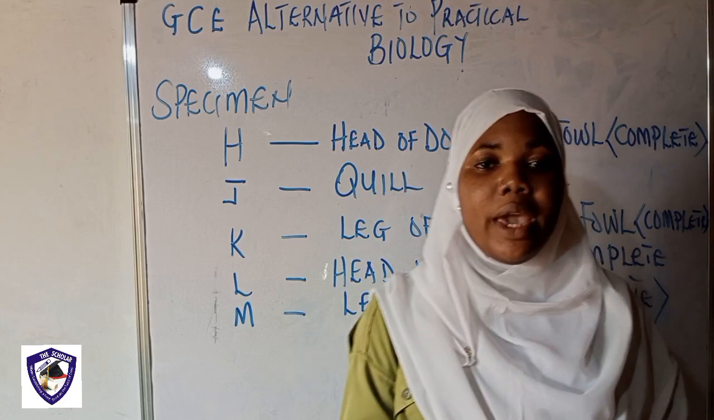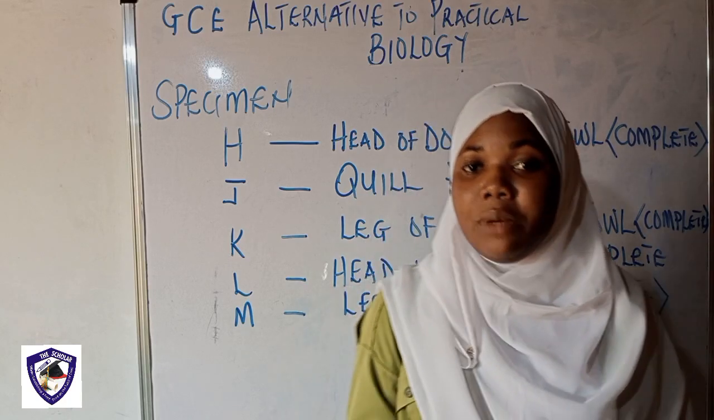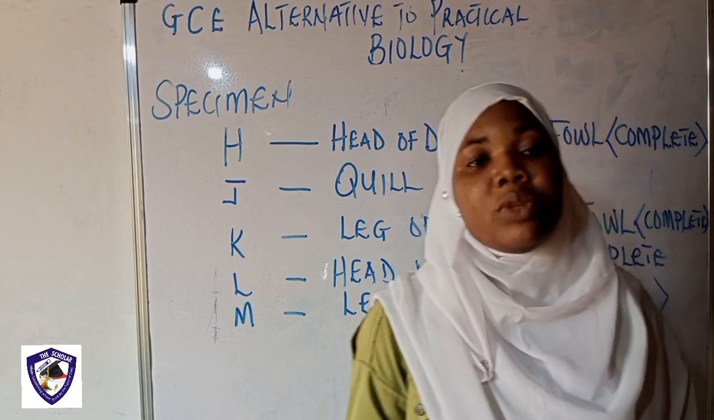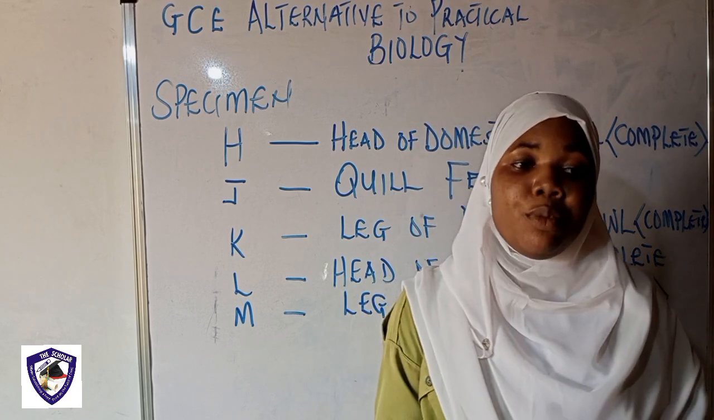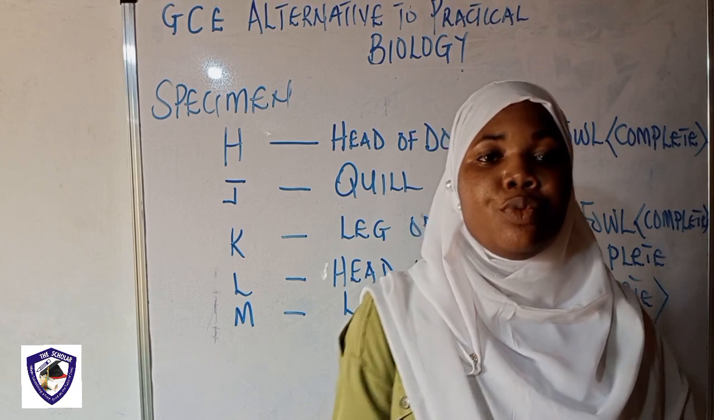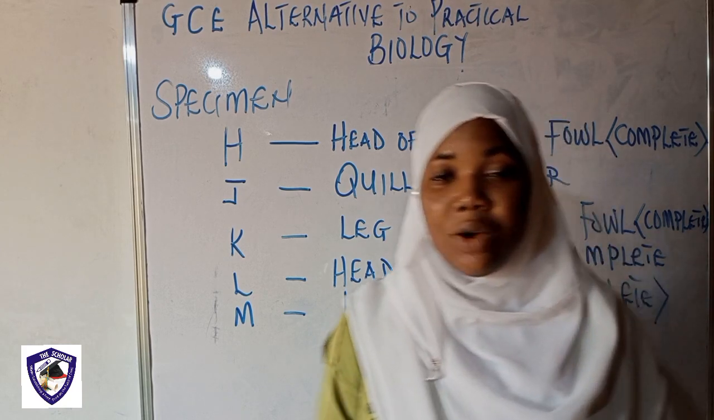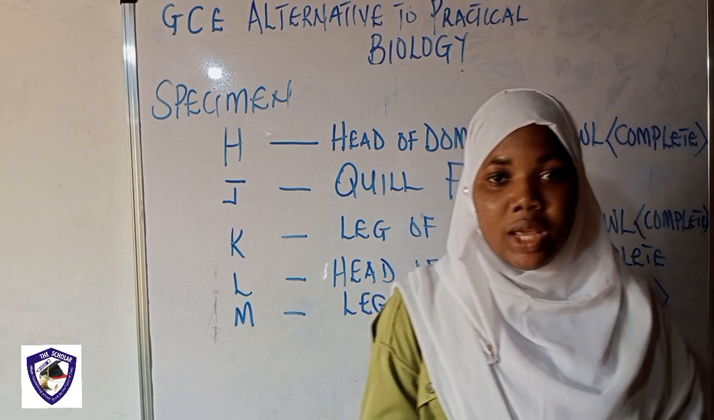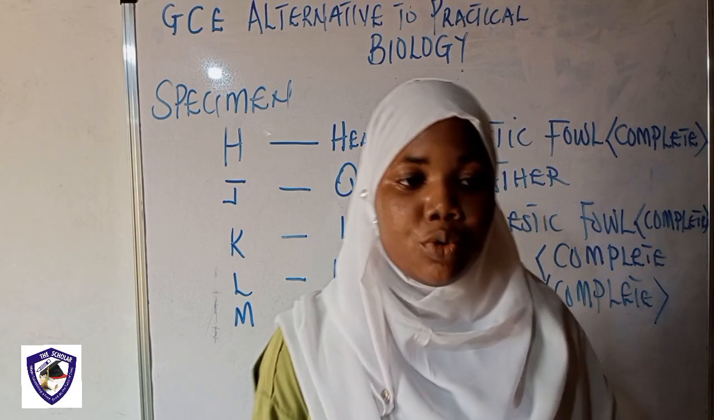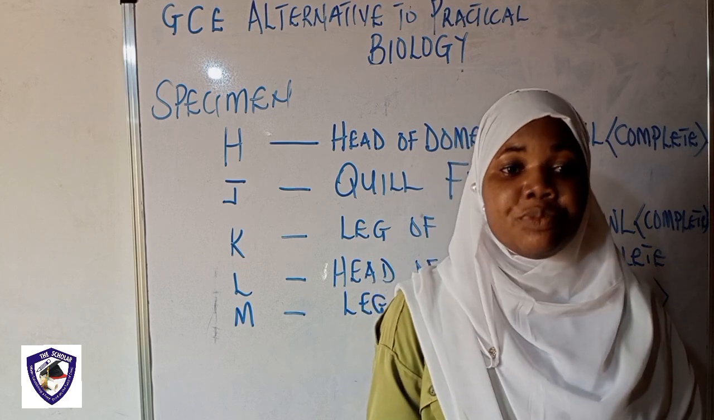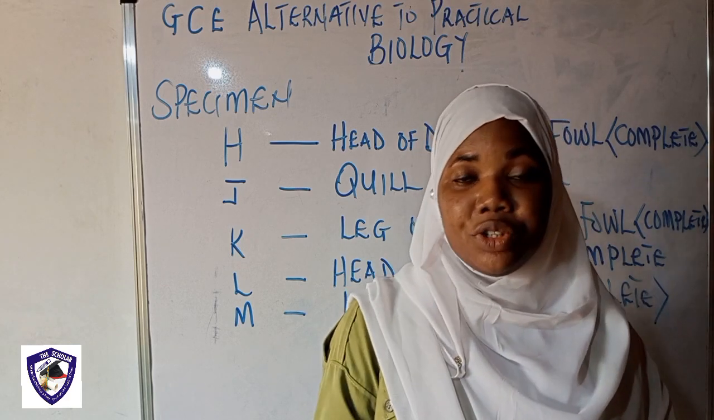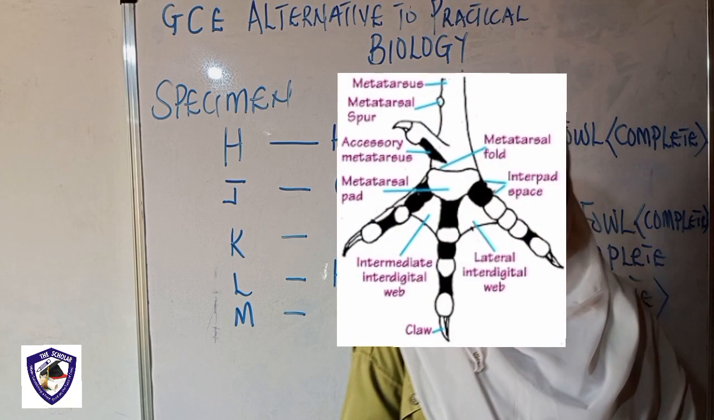Now, specimen K also belongs to the kingdom Animalia, phylum Chordata, like I said earlier, because they have a backbone, and class Aves, because they are warm-blooded. When you have the leg of the domestic fowl, you will notice that they have claws, sharp claws, which are used for what? Scratching, tearing, holding, digging, and climbing trees. And it is also present in eagles.